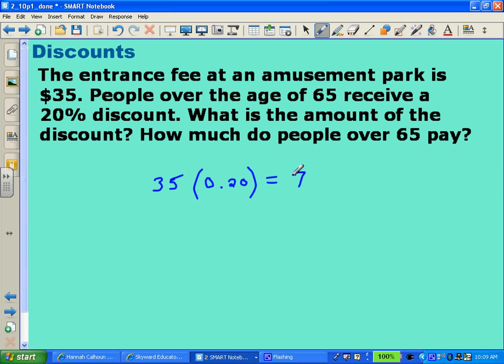And that's actually going to answer the first question. What's the amount of the discount? Well, the amount of the discount is $7. Then the second question you see is, how much do people over 65 pay? Well, if it's originally 35 and they get a $7 discount, we just have to do 35 minus 7, which is $28. So that would be the answer to the second question. They pay $28. So it's very much like percent decrease problems from section 1.